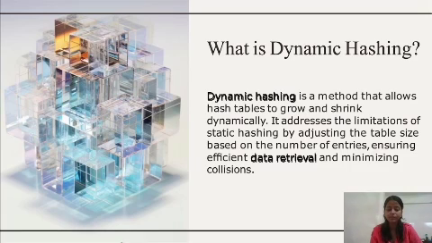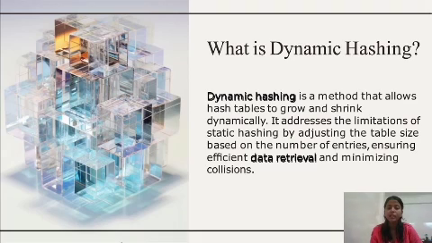Splitting and merging. When a bucket reaches its capacity, the system splits it into two, redistributing the data based on an extended hash function. This allows the structure to adapt to new entries without rehashing the entire dataset. If data is removed and space is freed up, the system may merge buckets to optimize storage, reducing unnecessary buckets.